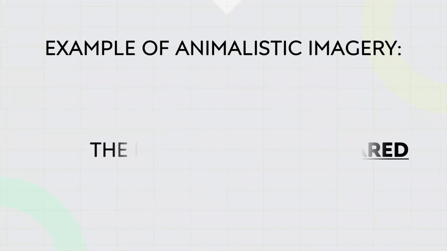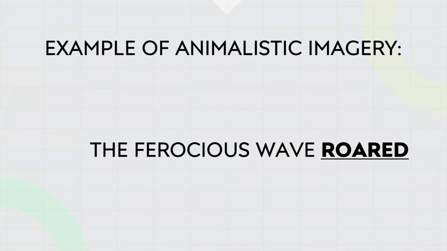For example, the ferocious wave roared. Roaring is not really a characteristic humans usually do. It's a characteristic animals do, for example, lions. And so this is a great example of animalistic imagery.